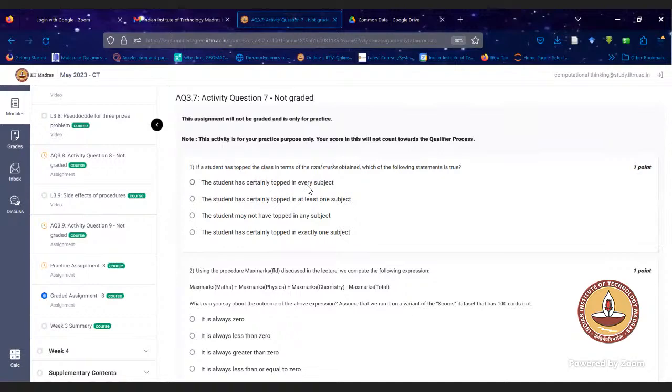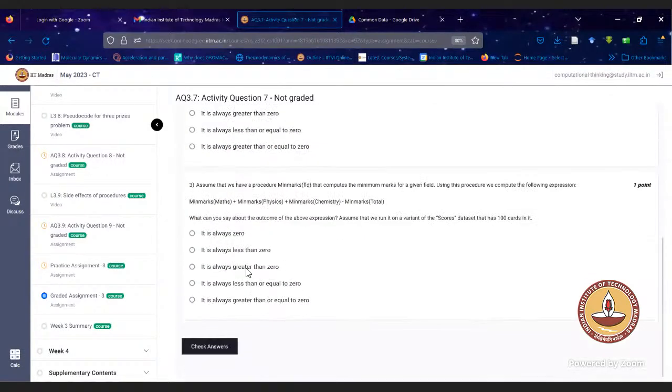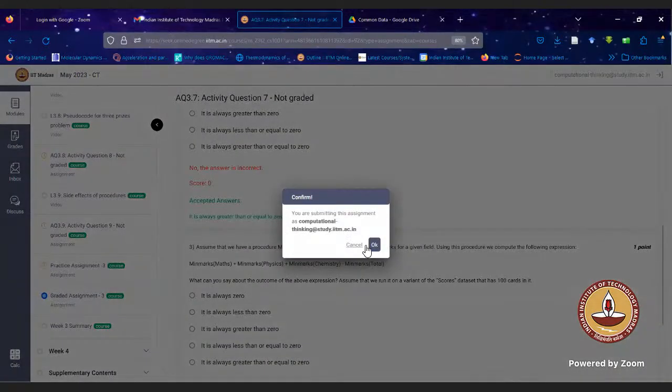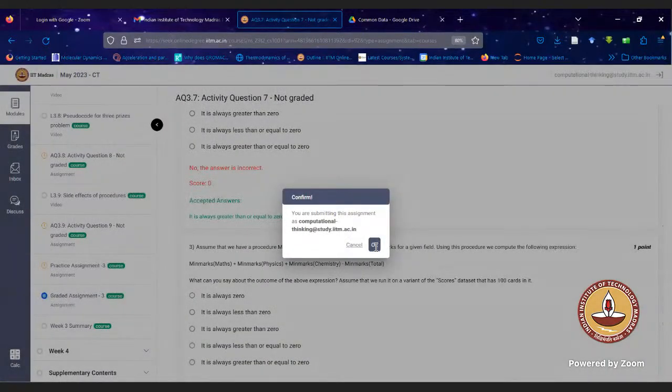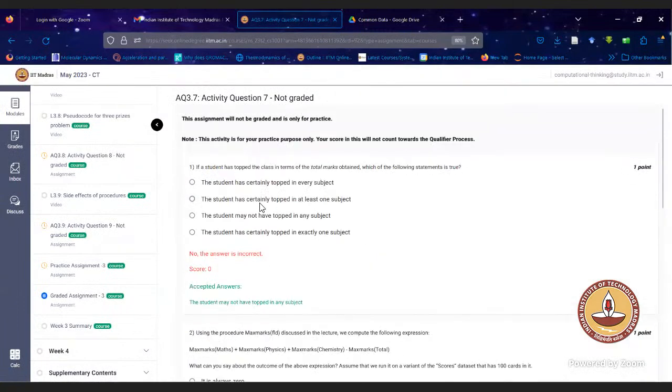The student has certainly topped. What is your answer out of these? I was confused between the option that says may not have topped and certainly topped in at least one subject, because in the previous question which we discussed, I thought in a similar way, sir. The three of them may have topped in at least one of the subjects. In the question just discussed, he may not have topped in any of the subjects, but he's still the topper, right?